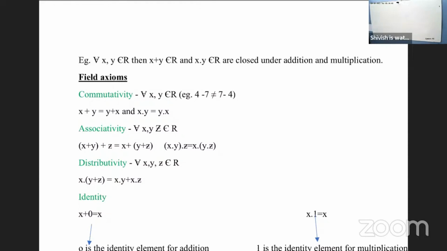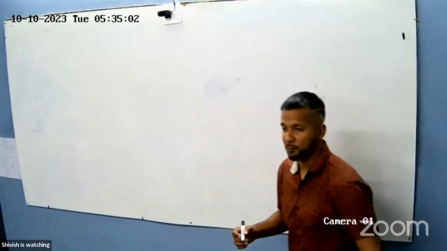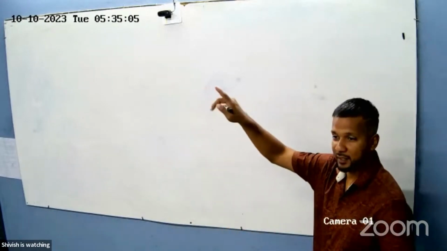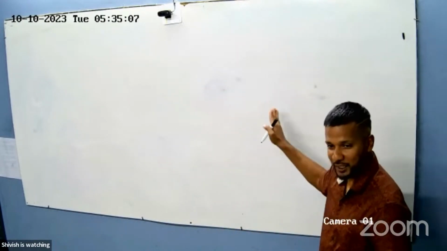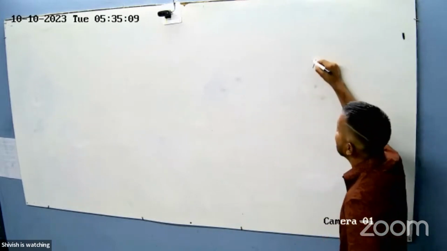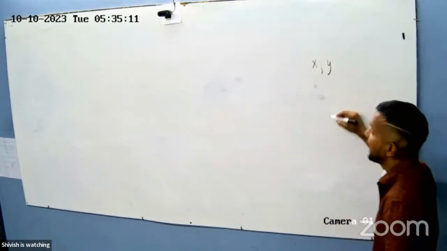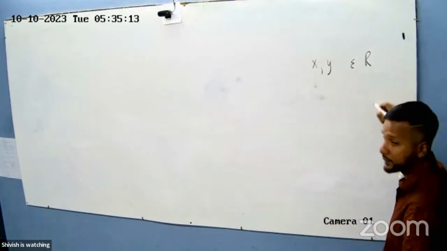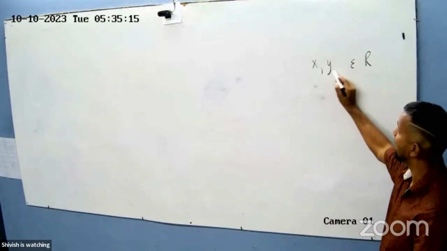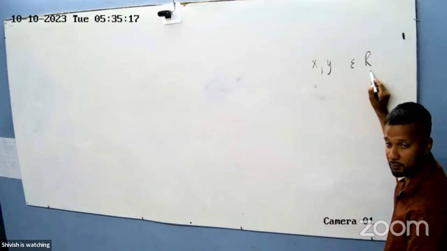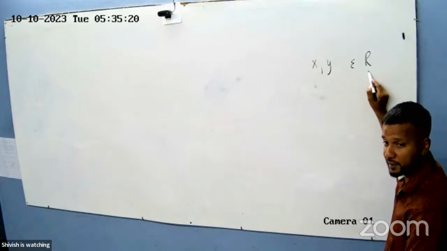So let's take a look at it on the whiteboard here. What does closure mean? Watch here. There'll be a delay. Let's say I gave you X and Y, and I said that X and Y are real numbers. Remember this? The real number system. You all remember the real number system?